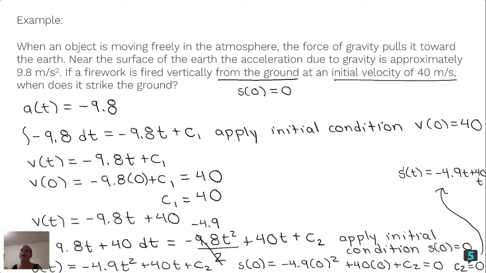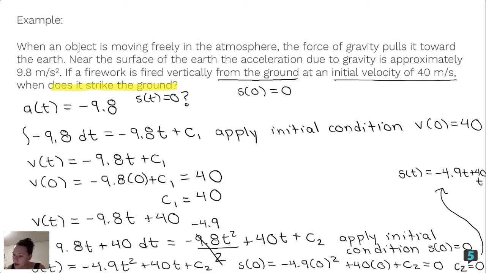Any questions how we got that position function, moving from the acceleration function to our velocity function, using that initial condition, and then getting our position function and using our initial condition? Now here's the deal. We still haven't technically answered the question. We're so close, though. It wants to know, when does the firework strike the ground? So I need to take my position function and set it equal to 0. We want to find out, when does S of t equal 0? That's what we're trying to determine.